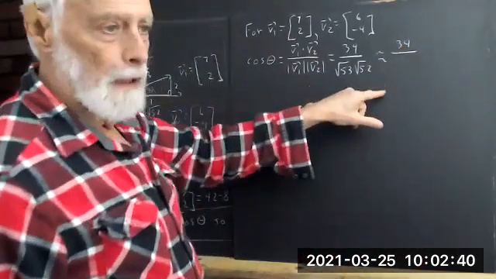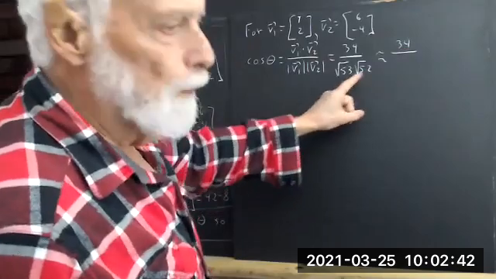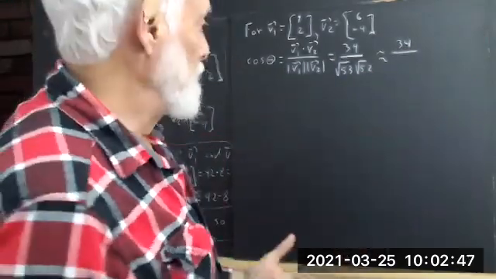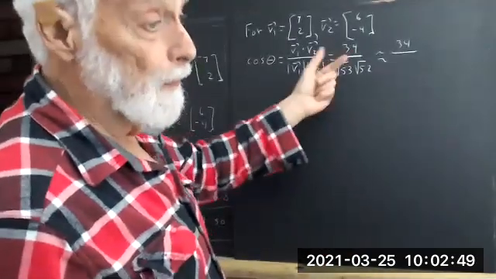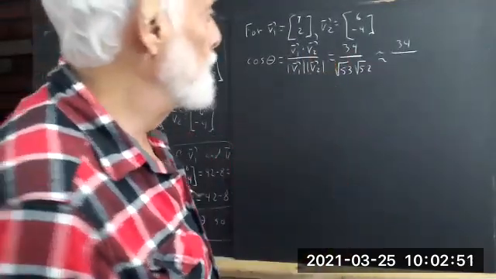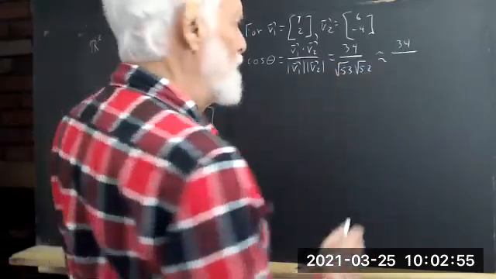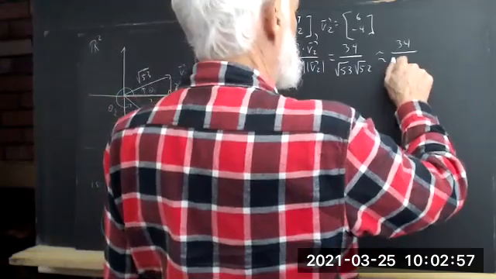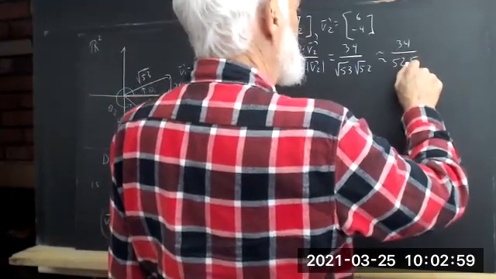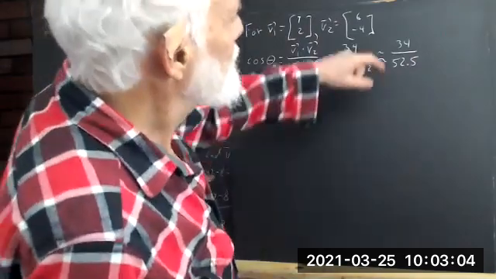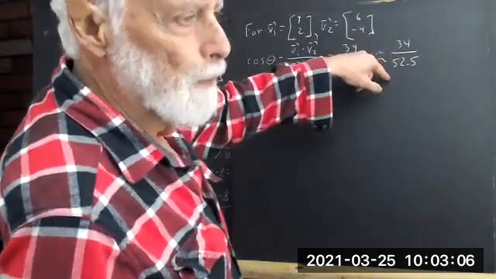Now you could do this in a calculator, but if it was a square root of 53 times the square root of 53, you would just get 53 for the denominator. This is the square root of 52 times the square root of 52, you'd get 52. So I'm going to say that when you do these two square roots and multiply them, you got to get something really close to 52.5. Okay, now 34 over 51 is 2/3.